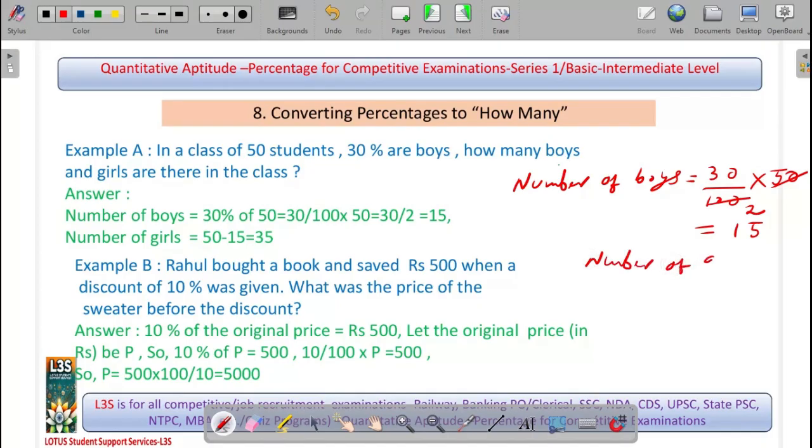And if 30% are boys, then the number of girls will be, if 15 are boys, total is 50, 50 minus 15, so this will be 35. This is how we can find out easily. And how much percentage is girls? That will be 35 by 50 into 100, so it will be 70%. Okay.